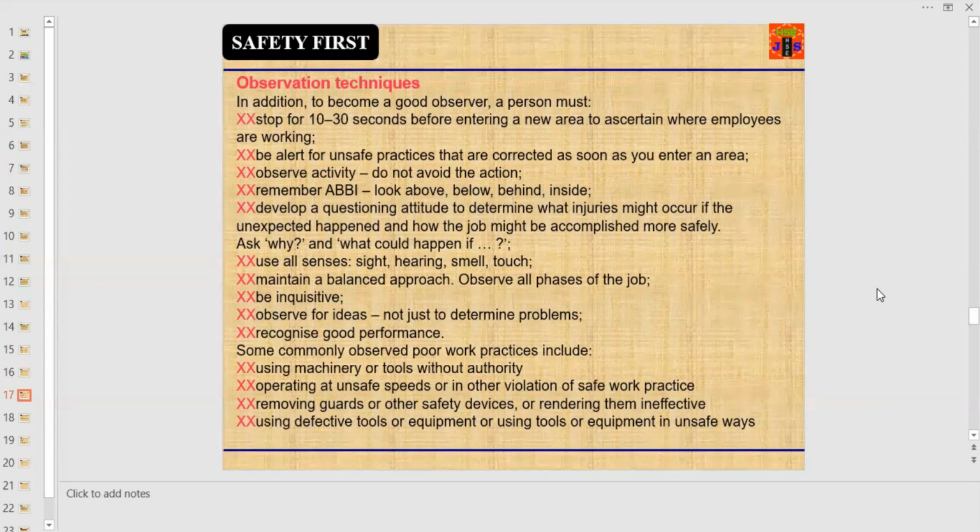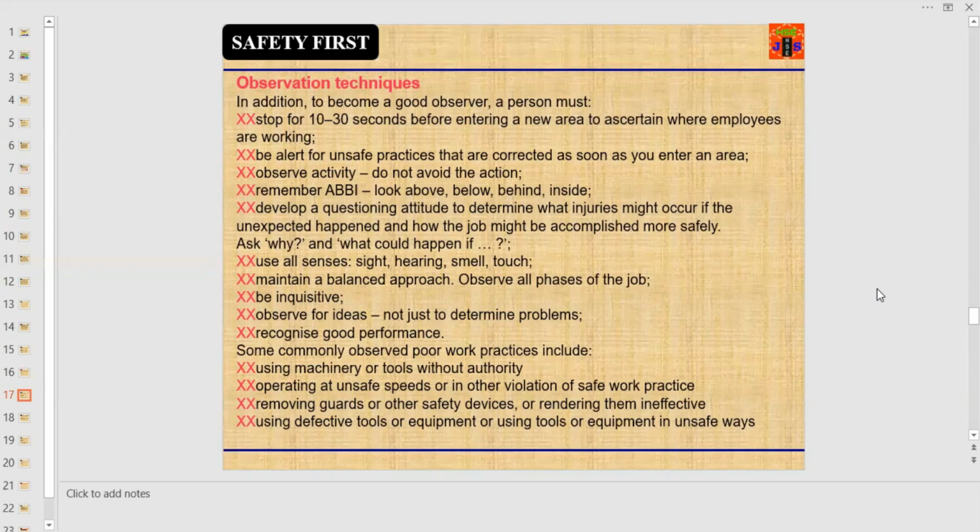In addition, to become a good observer, a person must stop for 10 to 30 seconds before entering a new area to ascertain where employees are working. Be alert for unsafe practices that are corrected as soon as you enter an area. Observe activity. Don't avoid the action. Always remember ABBI. Look above, below, behind, and inside.